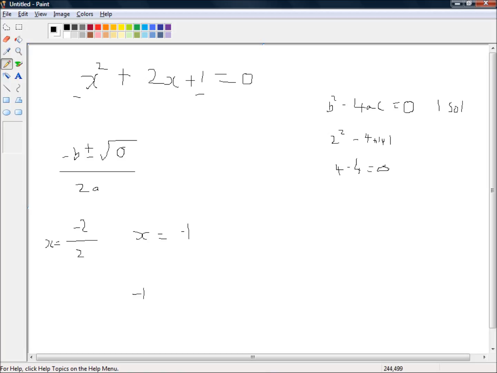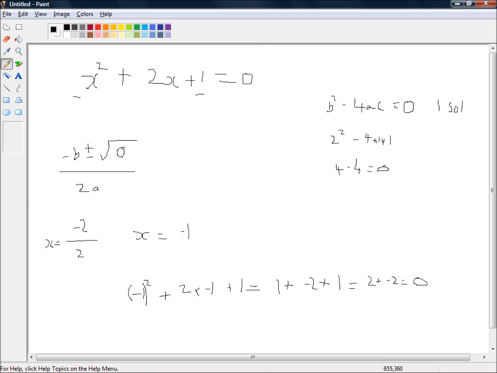We can quickly check that by substituting that value for x into the quadratic equation itself. So we've got minus 1 squared plus 2 times minus 1 plus 1, which is equal to, well, minus 1 squared is just 1, plus the 2 times minus 1 is negative 2, plus, and then this is 1. So that's equal to 2 plus negative 2, which is indeed equal to 0. So yes, this quadratic formula does indeed work.